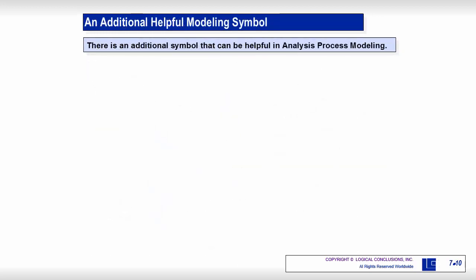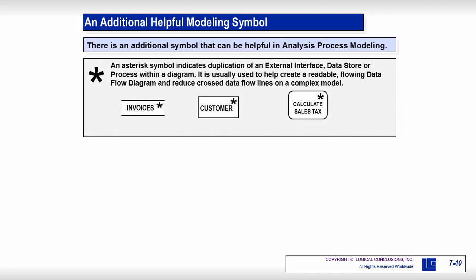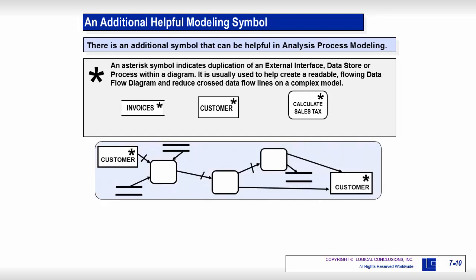There's an additional symbol that can be helpful in analysis process modeling. An asterisk symbol indicates duplication of an external interface, data store, or process within a diagram. It is usually used to help create a readable, flowing data flow diagram and reduce cross-data flow lines on a complex model. As shown in the lower example on this slide, rather than having all data flows originate and terminate at one modeled customer external interface, we can duplicate the customer on both sides of the model and connect the data flows to each to make the diagram flow.